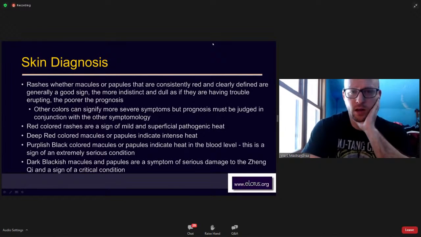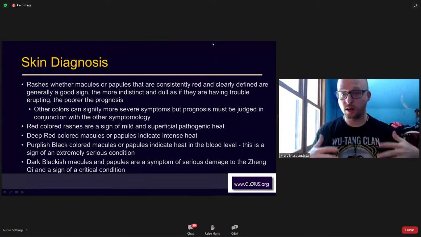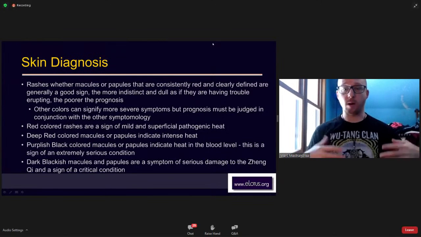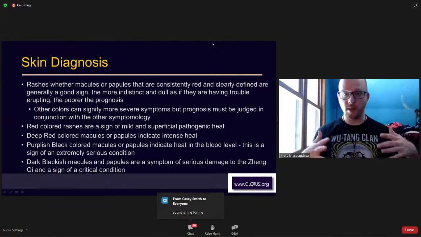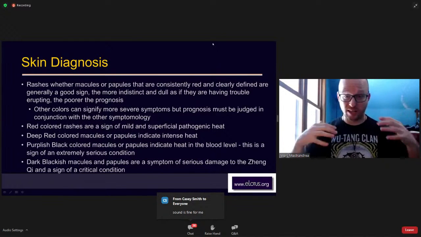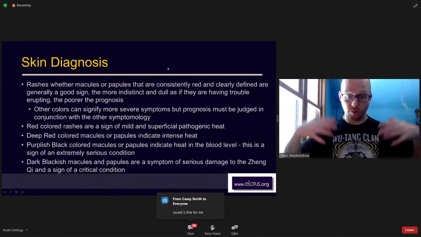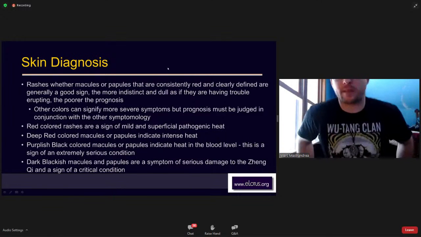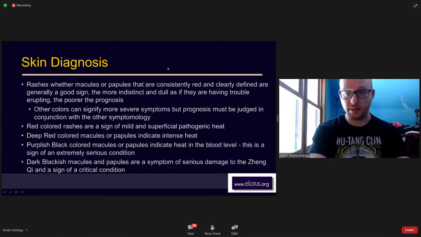So these rashes, if they're consistently red and clear, then we can see that the body's trying to thrust things out. If they're not so clear and stuck under the skin, then the body's having trouble thrusting it out. The Zheng Qi might not be up to the task. So you're going to need to support the Zheng Qi to help thrust out the heat, the Shi Xie.